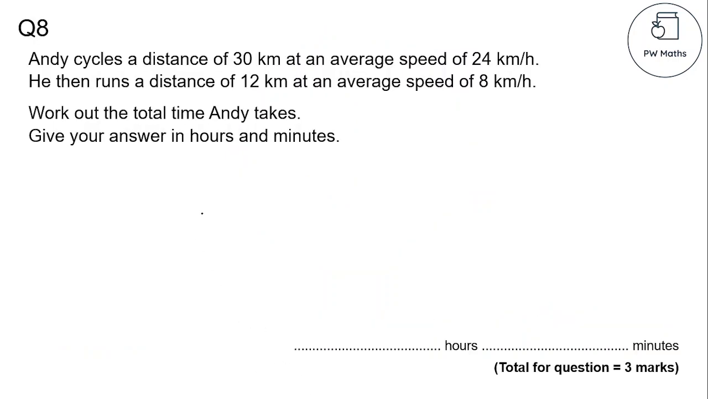The technique that we're looking at now will work for force, pressure, area, mass, density, volume, speed, distance, time. Andy cycles a distance of 30 kilometers at an average speed of 24 kilometers an hour. What I'd always like to do to start these questions is to get my triangle of distance, speed and time.